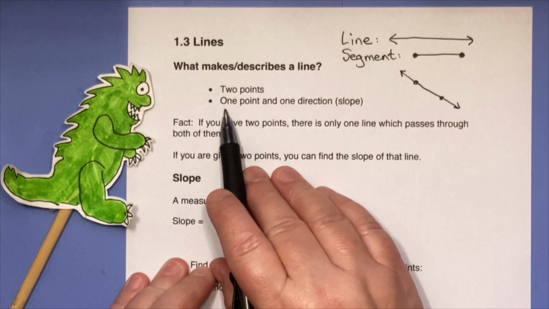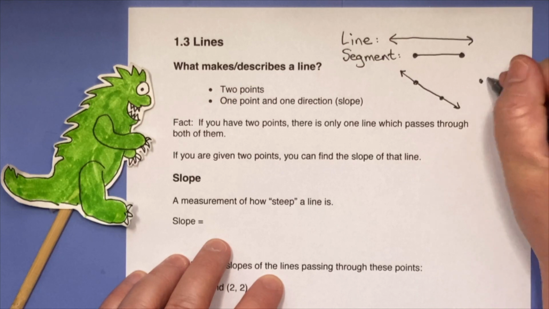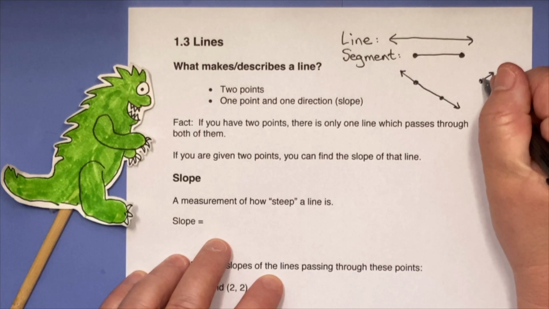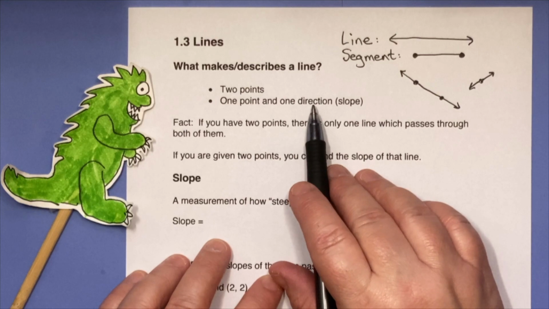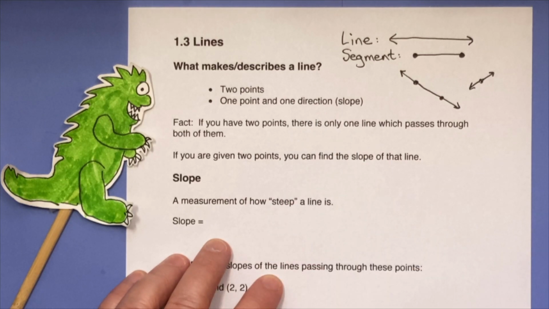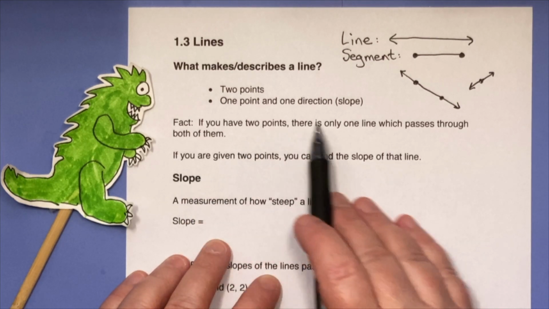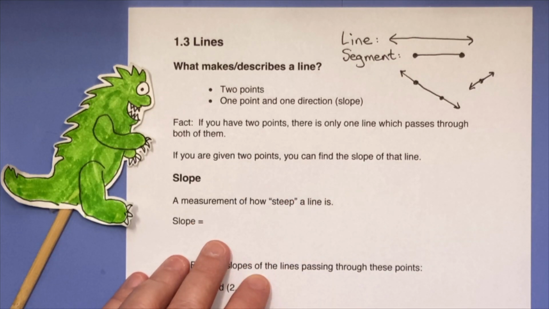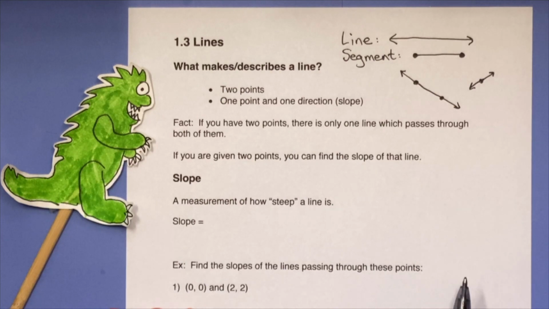Or you could just have 1 point and then know that you want to head off in, say, this direction. And as soon as you know that, then you have also described a line. In math, the direction that the line heads in is also known as the slope. So, fun fact, if you have 2 points, there's only one line which passes through both of them, which is really convenient because that means I can give you the coordinates of 2 points and have you find the line that passes through them. Yay, super fun stuff.